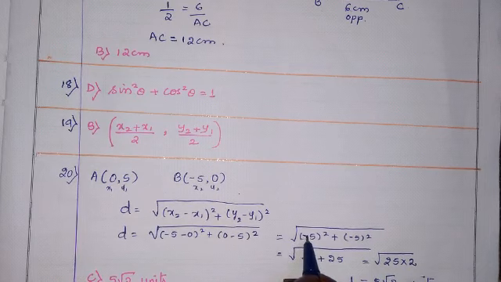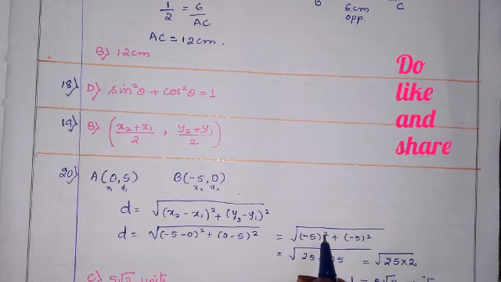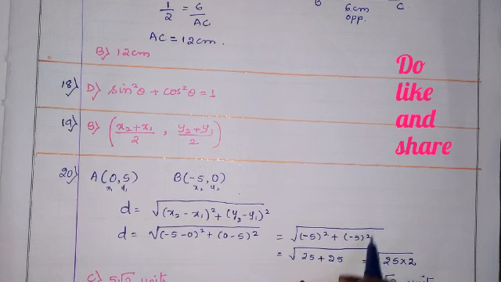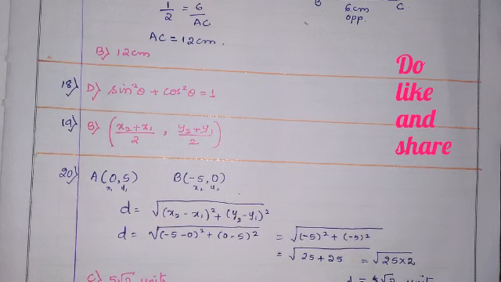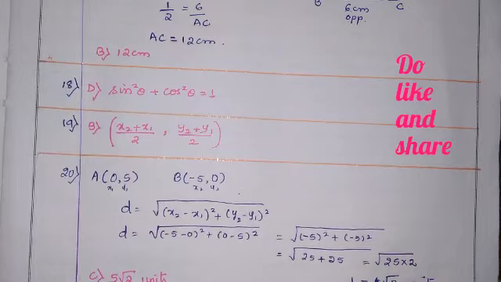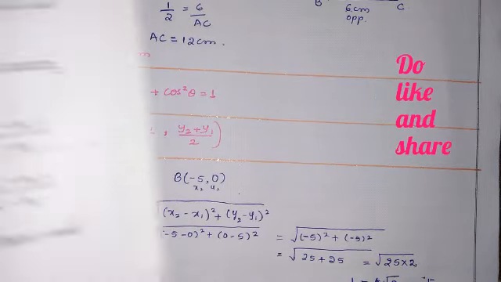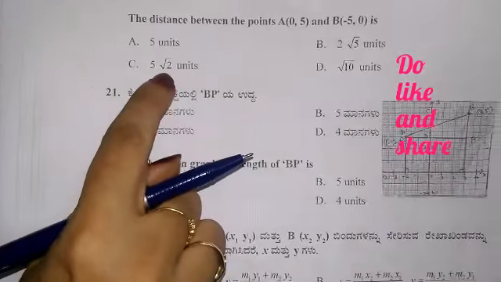Root of a negative number squared is positive. Minus 5 whole square is 25, plus negative number square is positive, 5 square is 25. So 25 plus 25 is 25 into 2. Root 25 is 5, root 2 as it is. 5 root 2 units is the correct option. So C, 5 root 2 units is the correct option.